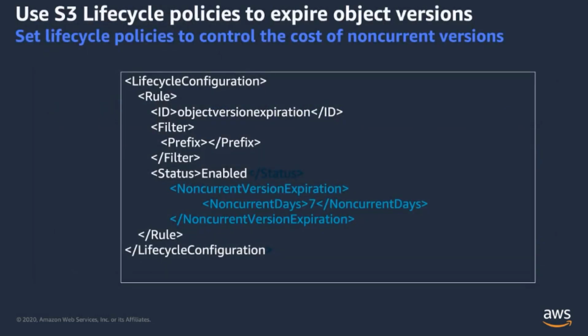So as I said, to help save on cost for storing versions of your objects, the best practice is to use a lifecycle policy to expire previous or non-current versions after a set period of time. So if you look at the area in blue, you can see we have non-current version expiration of non-current days 7. Now, this is not the age of the object, but the number of days that it has been non-current.